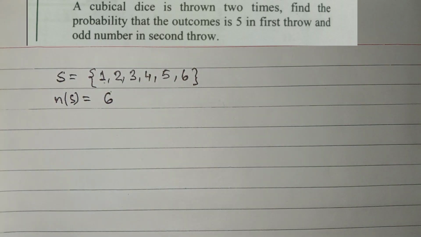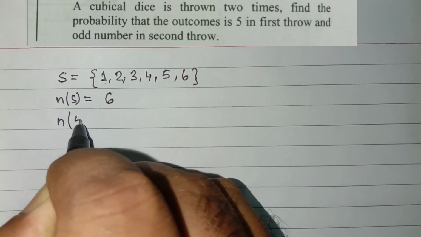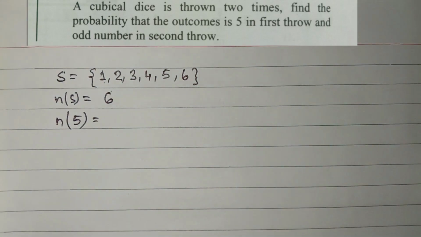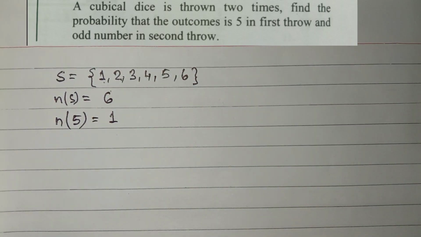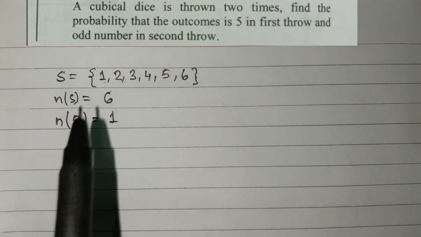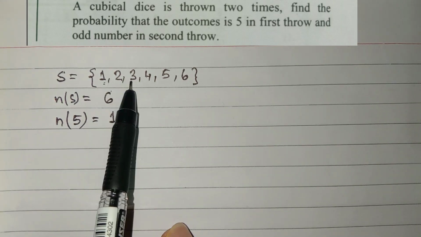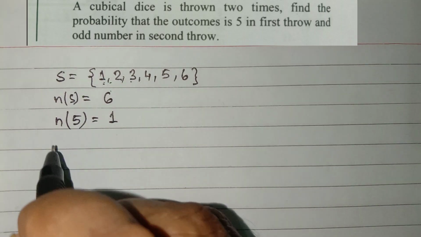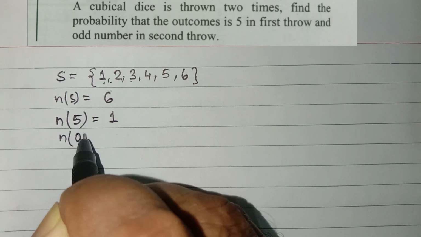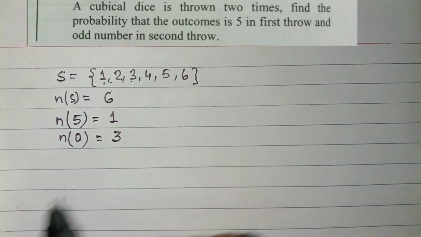We are told that the outcome is 5 in the first throw. So friends, how many 5s are possible in a throw? Only one, right? And similarly, we are asked what will be the outcome of an odd number in the second throw. So we can see that there are 1, 3 and 5. There are three odd numbers. So let me write number of odd, O for odd, equal to 3.